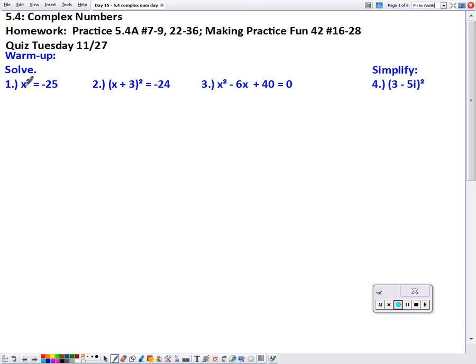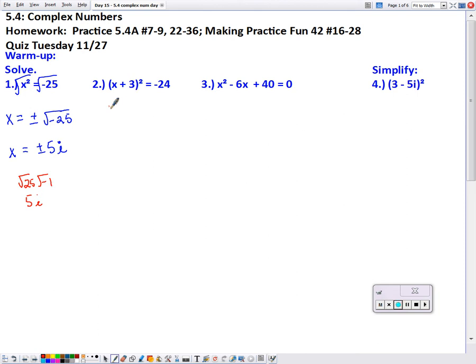Number 1 just says x squared equals negative 25. So the best way to solve this problem is to just take the square root of both sides. And when I take the square root, I want to remember that it could be positive or negative. And the square root of negative 25 is going to be plus or minus 5i, because the square root of 25 is 5, and because it's a negative 25, it needs to be 5i. Another way to think about that is the square root of 25 times the square root of negative 1, and then it's 5i.